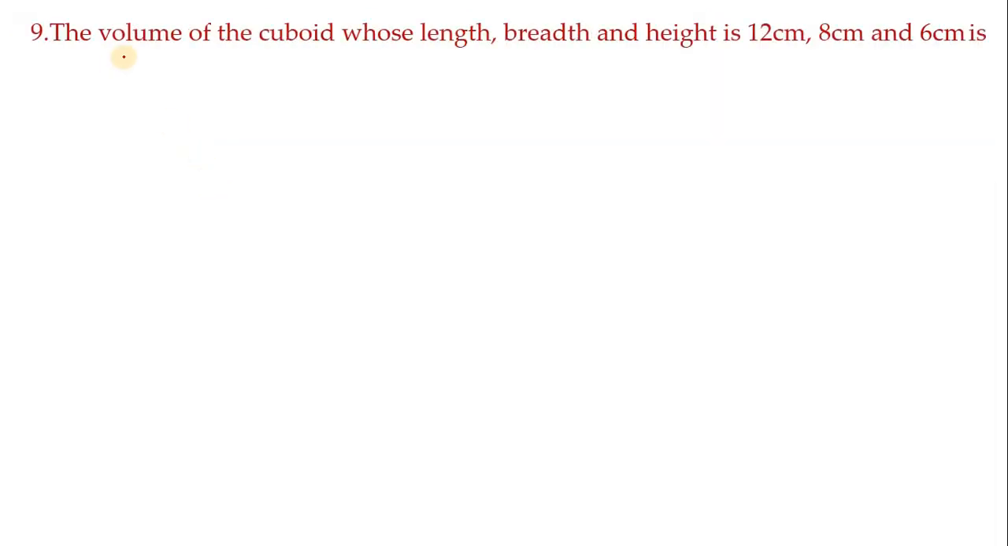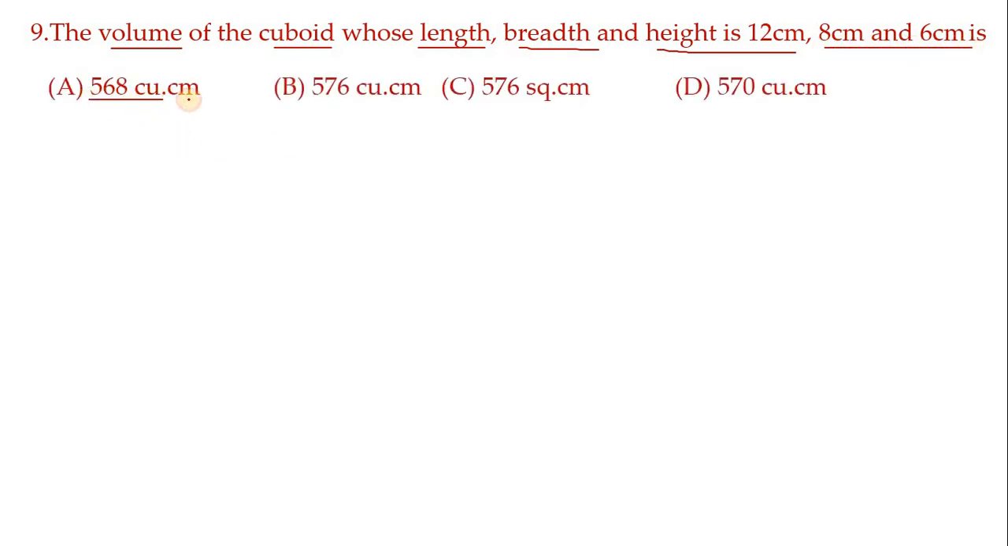Next question. The volume of a cuboid whose length, breadth and height is 12 centimeter, 8 centimeter and 6 centimeter is: 568 cubic centimeter, 576 square centimeter. Children, in this problem we are going to find volume. So this cannot be the correct answer because here the unit is in square centimeter form. And the last one is 570 cubic centimeter.